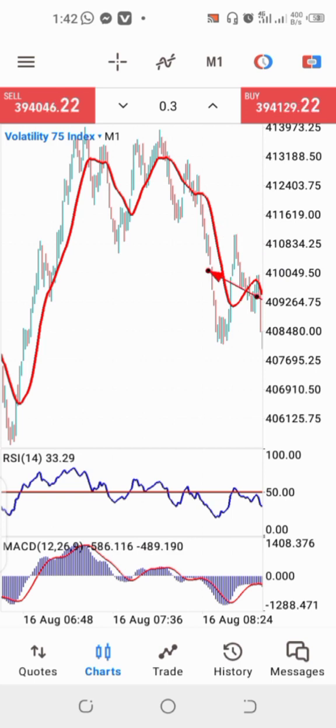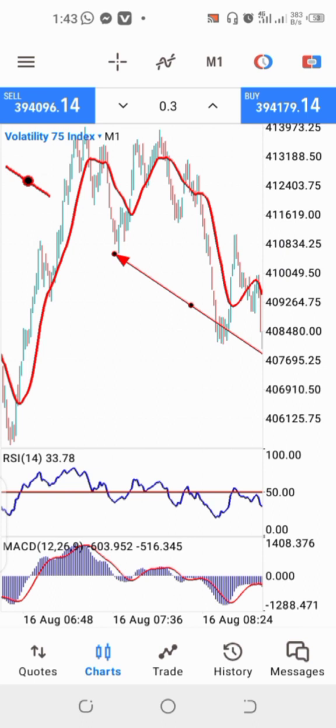Now, where is the neckline of this M? This is the neckline of the M. If you notice, it moves with price. The corresponding neckline of the M is this particular one. Now, I didn't look out for this M. This is what I look out for.